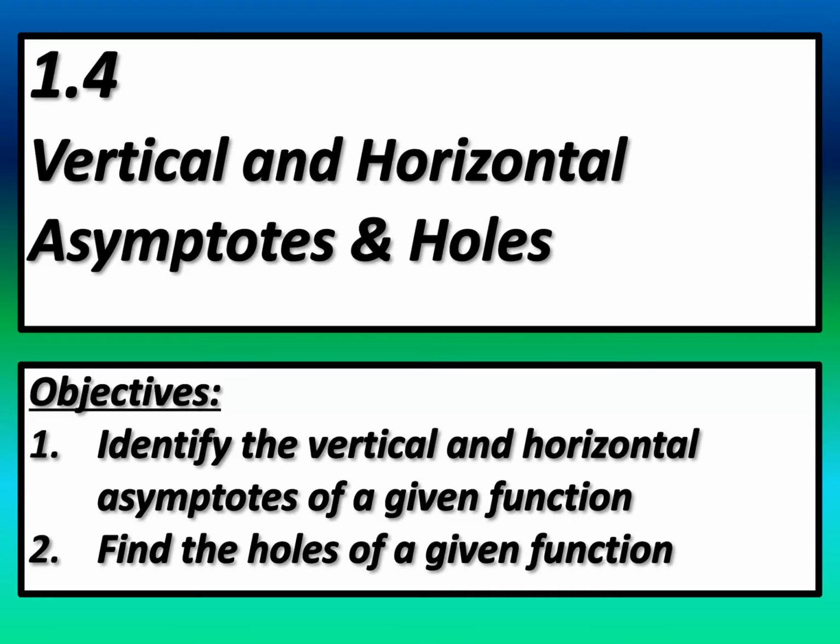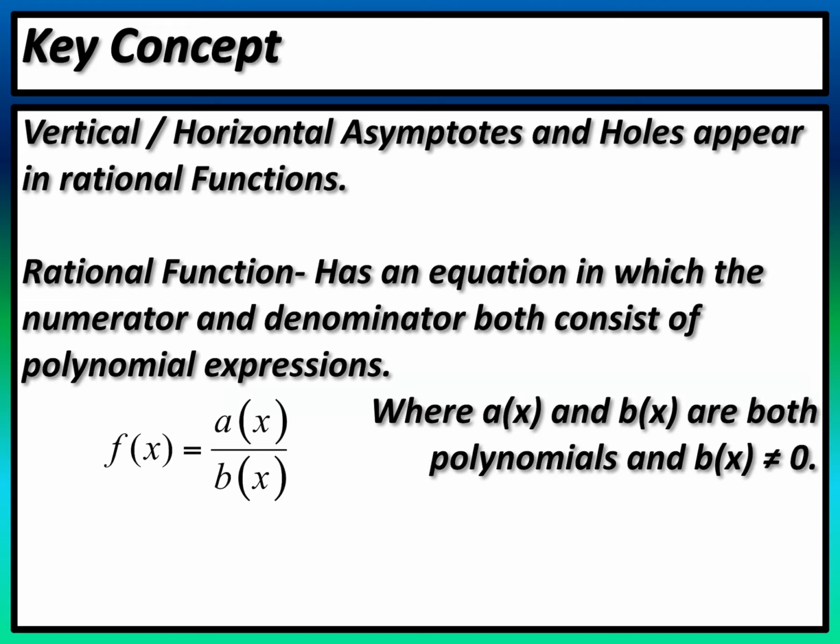Welcome to your video lesson for Unit 1.4. Today we're going to be talking about vertical and horizontal asymptotes as well as holes. Vertical and horizontal asymptotes and holes appear in rational functions.